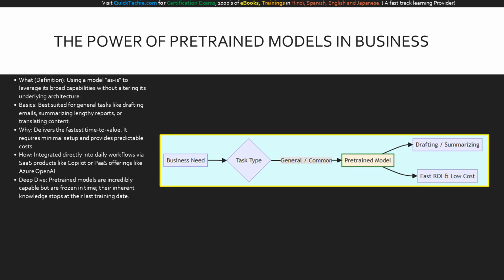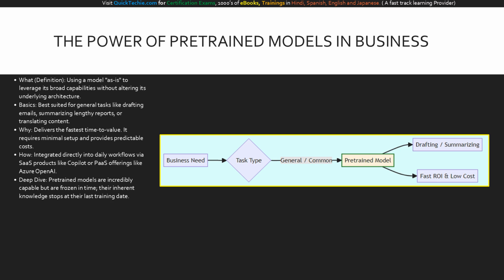So, why should an organization rely on pre-trained models? The primary answer is speed to value. Using a pre-trained model, as is, means you are leveraging its vast, built-in capabilities without spending time or money altering its underlying architecture. For the vast majority of business needs such as drafting marketing copy, summarizing complex email threads, or translating documents, a pre-trained model is exceptionally effective.